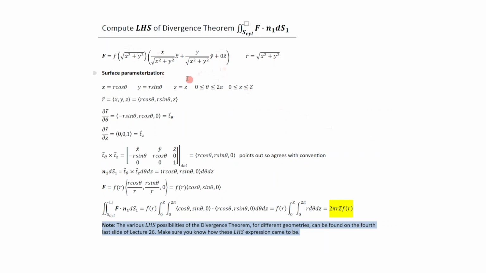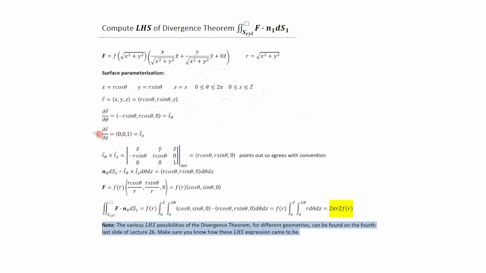So we're going to use surface parameterization here for the external cylindrical surface. X equals r cos theta, y equals r sine theta, z equals z. This is the range on theta, and this is the range on z. The height of the Gaussian surface is just capital Z. If we put this together, we end up with this for the position vector that maps out the cylindrical surface of height Z.